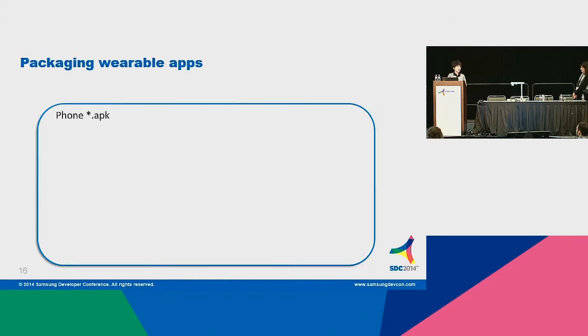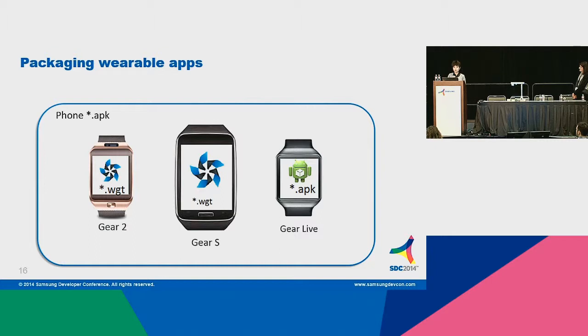I presume most of you have Android experience. So for Android developers, if you want to extend your Android app to the wearable space, the transition is actually easy. You have your phone APK ready, and you need to embed your wearable applications in your phone APK. So for Gear 2 and the Gear S, what you're going to embed is a Tizen WGT file. For Android Wear device, what you're going to include is an Android Wear APK file.